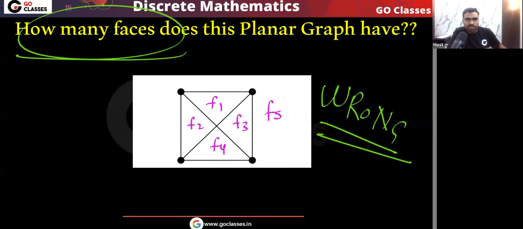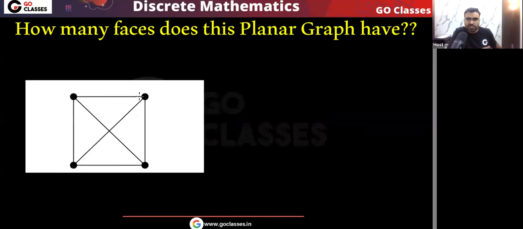Whenever you are finding the number of faces, you always consider the planar representation. Is this clear? Here you already have edge crossing. So first you create a planar representation. You can create any planar representation. You don't have to worry about a particular one, because remember, this is K4.